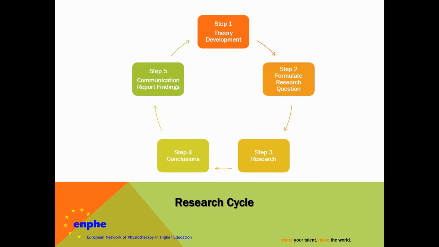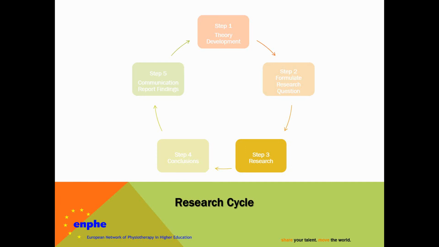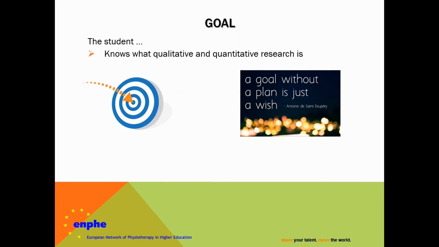As we covered in our previous videos, every research has a cycle which contains 5 steps. Today, we're going to talk about step 3, which is the research. Depending on your research question, you choose your research design. The most prominent designs are qualitative and quantitative. So today's main goal will be to understand the difference between them.